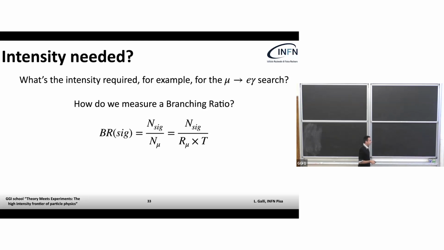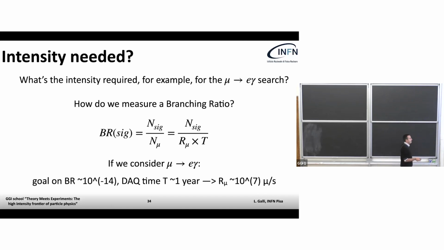target. Okay, and this is physics, whatever it is, in the sense that we have to look into, analyze the data, and okay, fight with background and so on and so forth. But this is related to your beam, okay? So this is the product of the rate of muons that come out from the main beamline and stop in your target times the DAQ time.